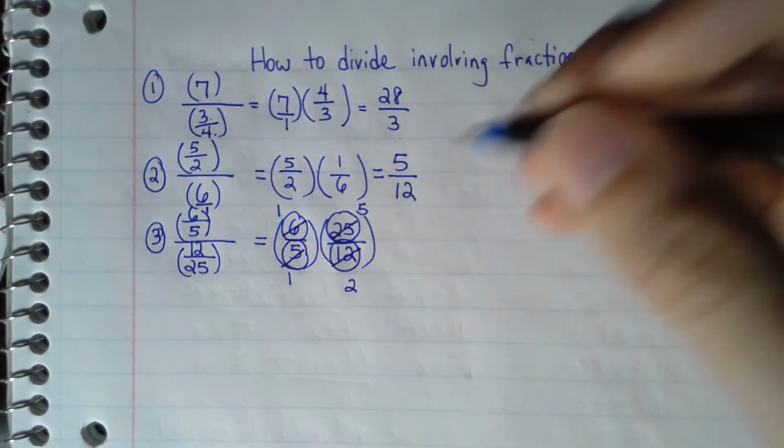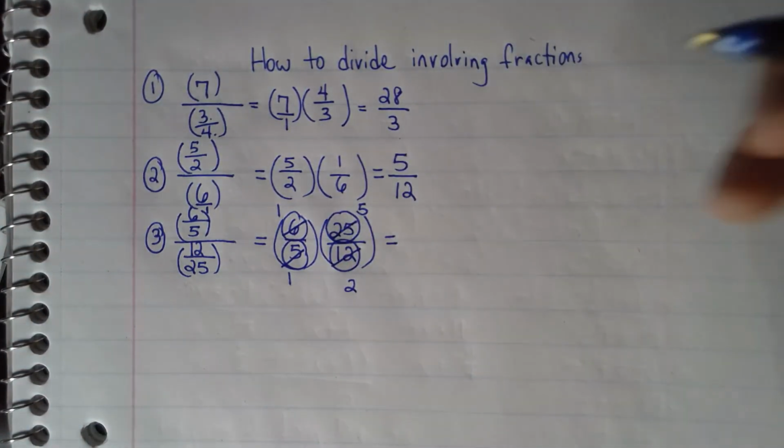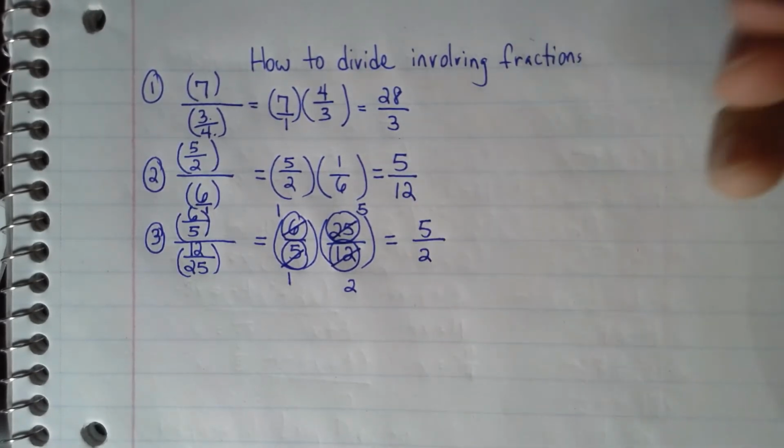and a 2. Now, once again, we do not need a common denominator, so we're just going to multiply straight across, and we end up with a 5 on top and a 2 at the bottom.